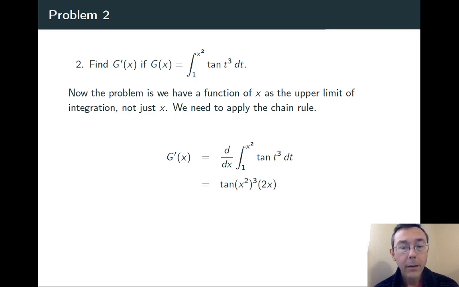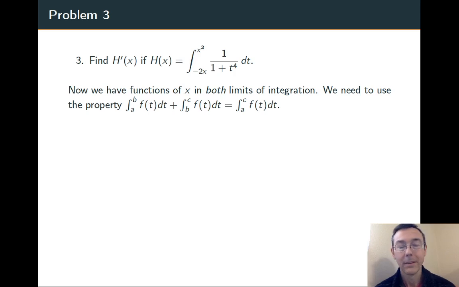Here we go. First, I have plugged the x squared into the integrand, tangent of x squared to the 3rd power. Then I've multiplied by the derivative of that x squared. Tangent of x squared to the 3rd power times 2x. Rewriting that in a slightly neater fashion, 2x tangent x to the 6th. Problem 3. This is definitely the hardest of the 3.